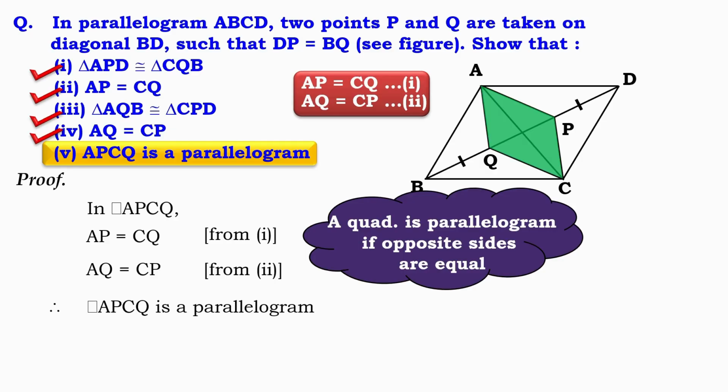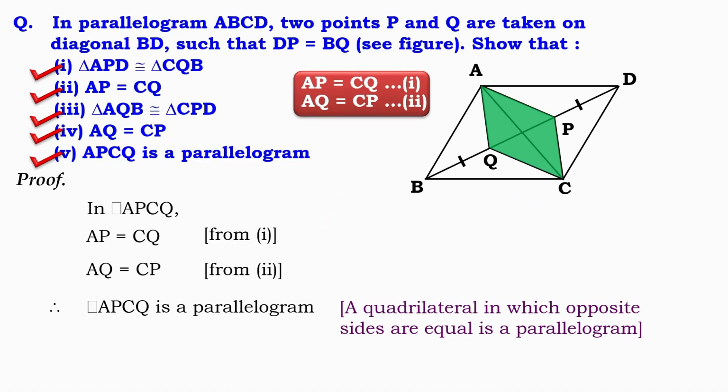Okay, hope this is clear to you. So a quadrilateral in which opposite sides are equal is a parallelogram, by using that property. So whenever you are writing something, you have to write that by using which property we have concluded this. Okay, so always mention that thing.